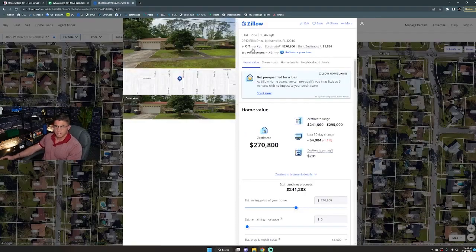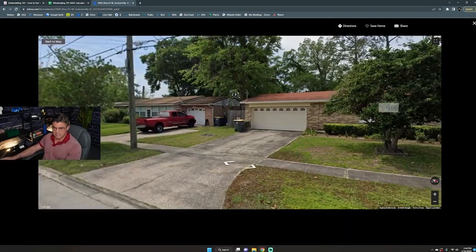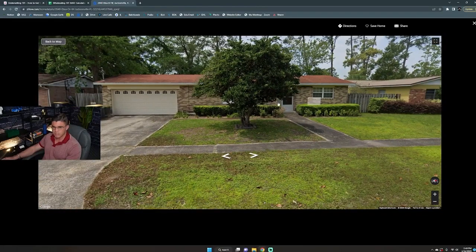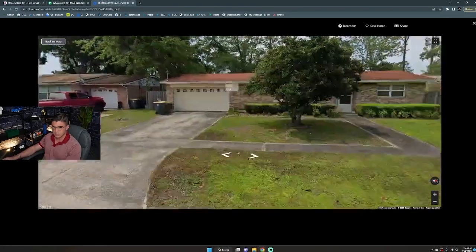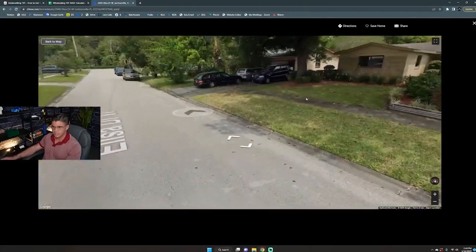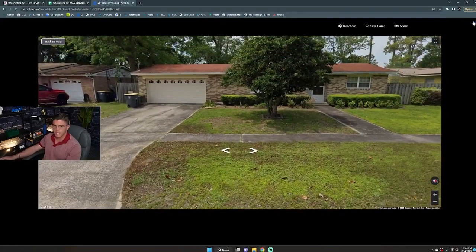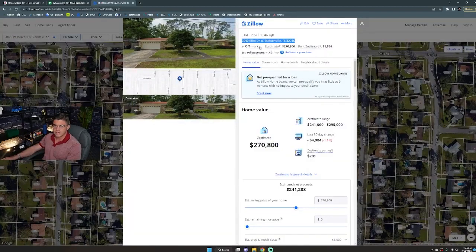3-2. So remember, step number one, guys, we need to analyze our subject property. We got 3 bedrooms, 2 baths, 1,350 square feet. Looks like it's a nice little house, right? We got a driveway, 2-car garage, roof looks good, exterior decent curb appeal. The neighborhood looks good. Cool. So let's see what we got here. Let's go ahead. We'll save this property.